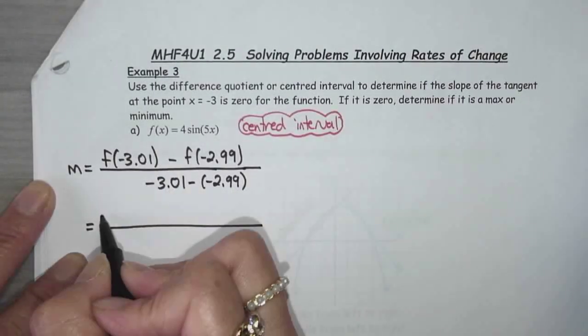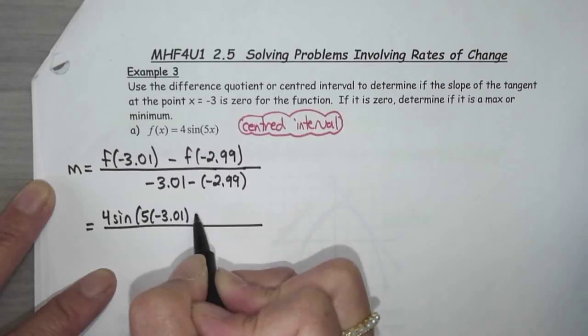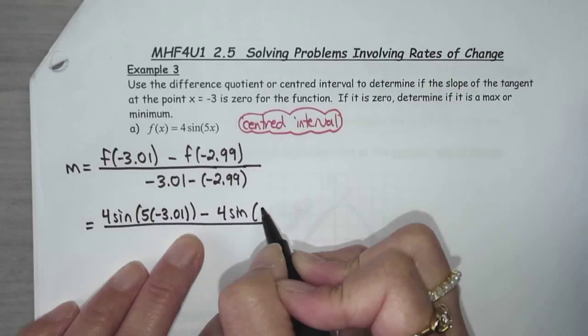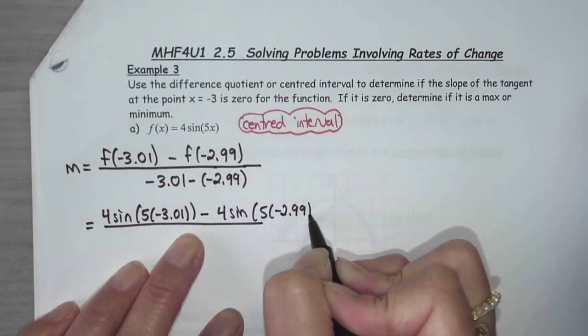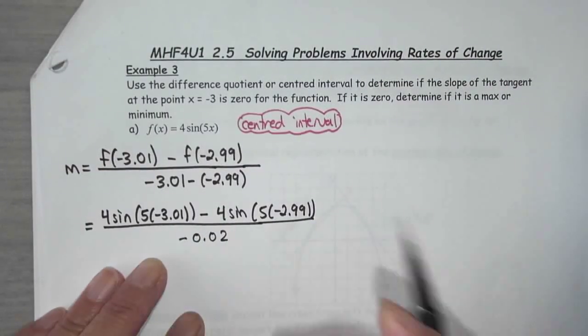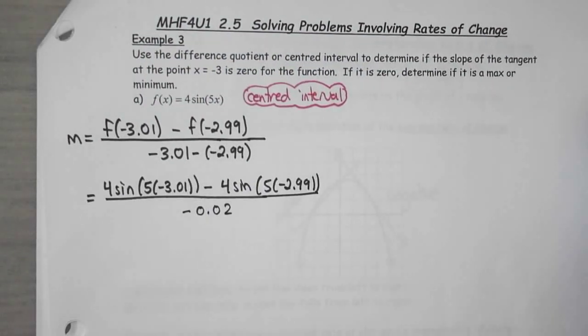So we're going to get 4 sine 5 times -3.01 minus 4 sine 5 times -2.99, all over -0.02. Okay, and then we're just going to keep working with that. I would maybe do the number first. What do you think? 5 times. I punched everything into a calculator, but I'm kind of weird like that.